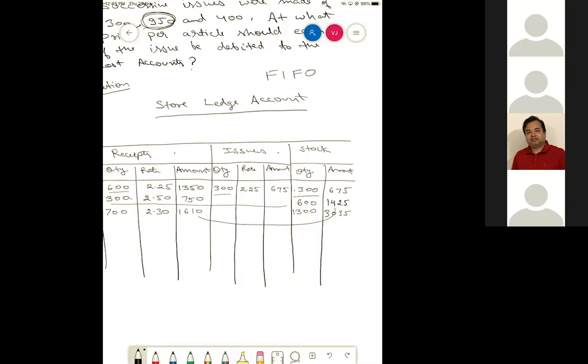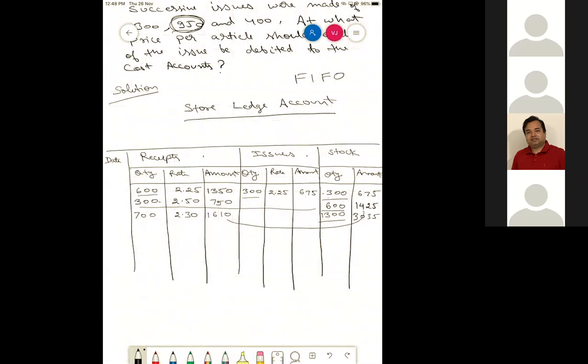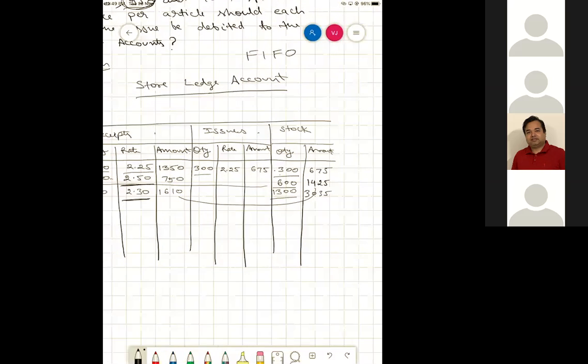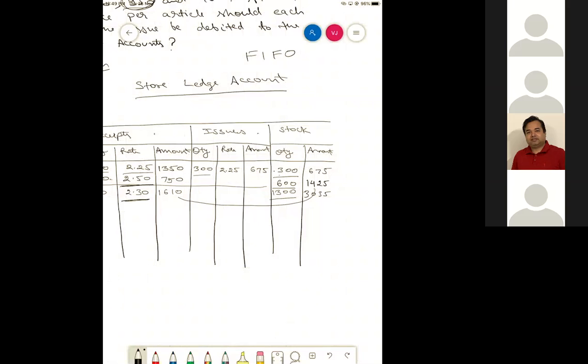So we have got 3 lots. In total we are having 1300 quantity, but the lots we received at the rate of 2.25, then at the rate of 2.50, and then at the rate of 2.30. Now we have to issue. Already we have issued 300, so the balance was only this much. Now the balance is 1300. From this 1300, you have to issue 950. So how are we going to do that?